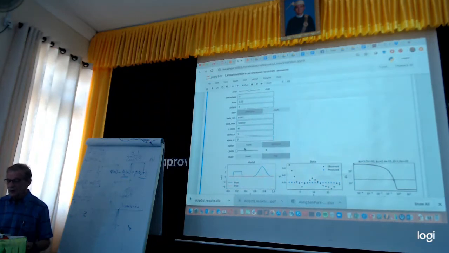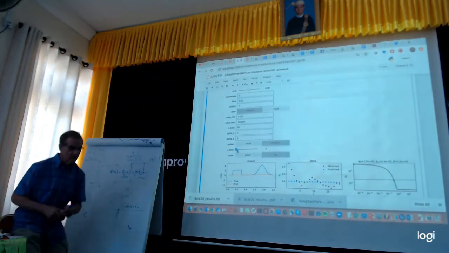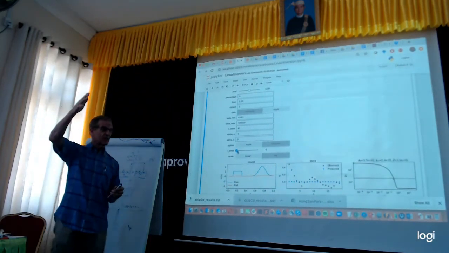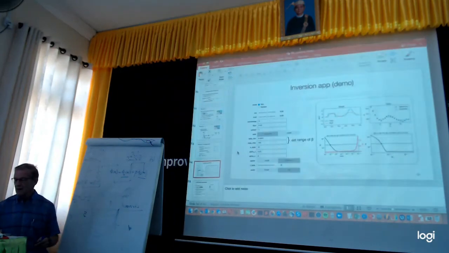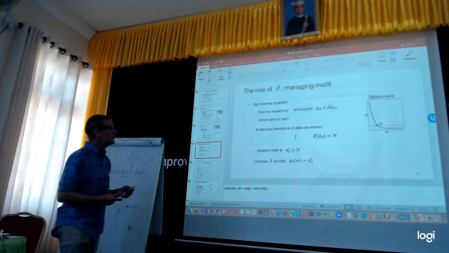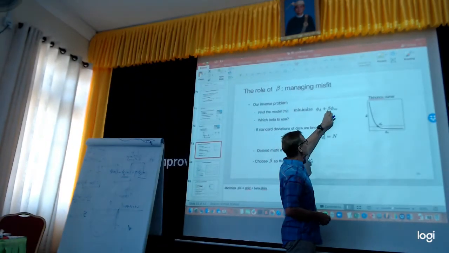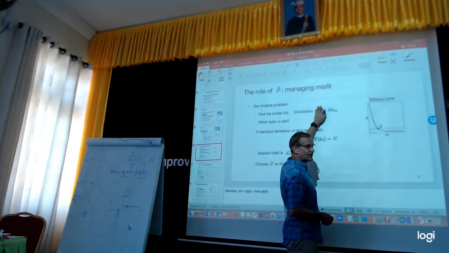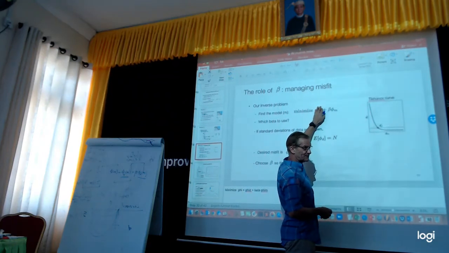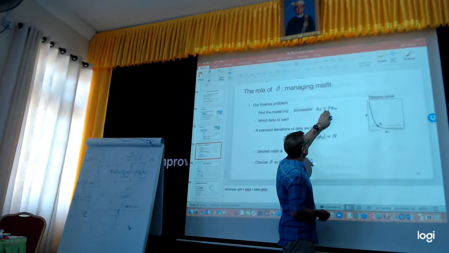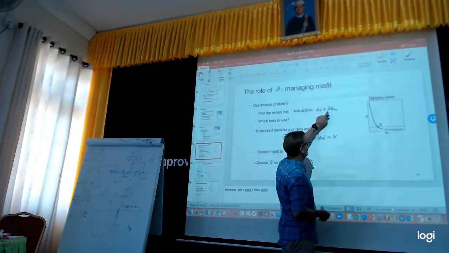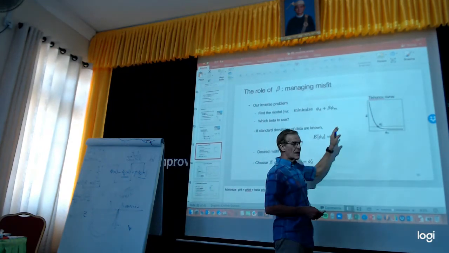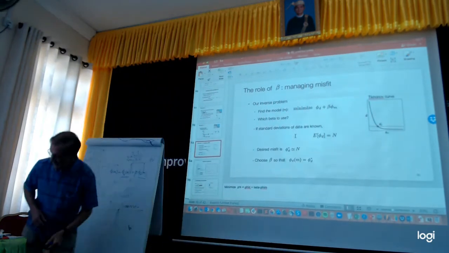Let's actually just go through this. So the way in which we're going to tackle this is by starting with a big beta. So we're going to start with a large beta and therefore only be concerned with this term here. So if beta is large, then we're not very concerned about the misfit. Okay, so we're going to minimize this, but we're going to start off with a very large value of beta. Okay, so now watch what happens.